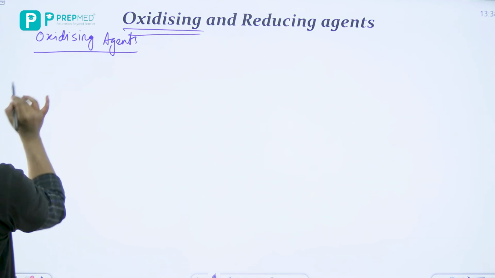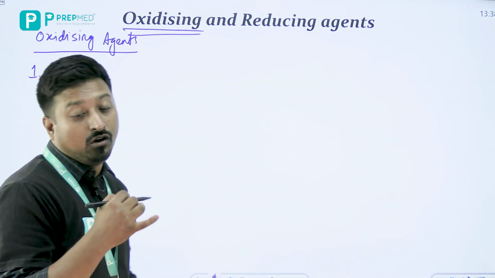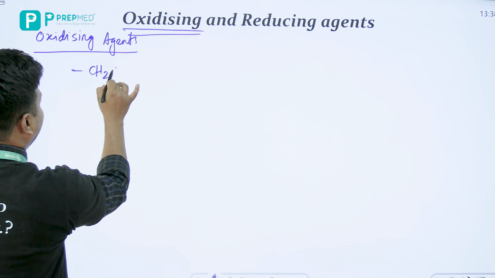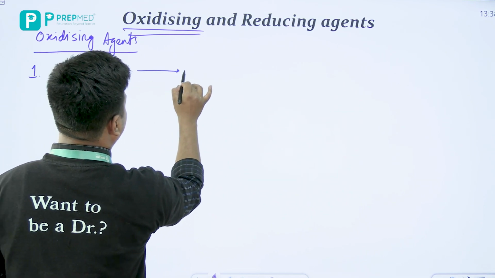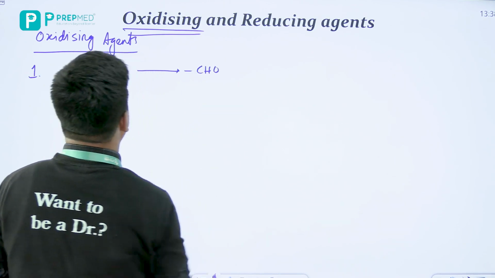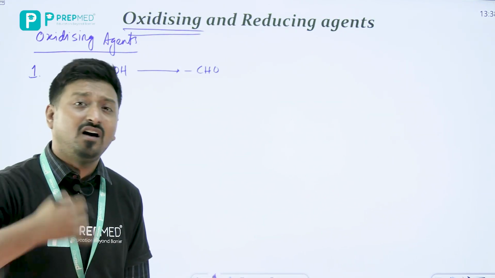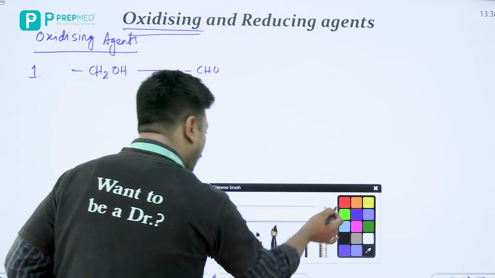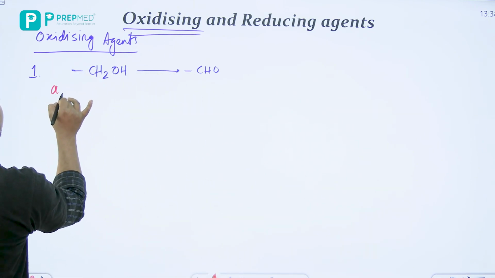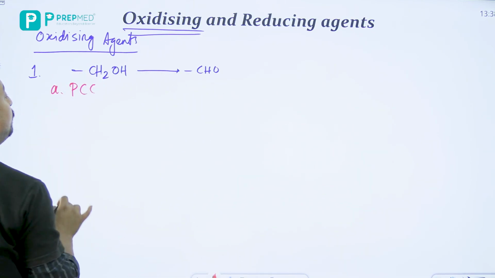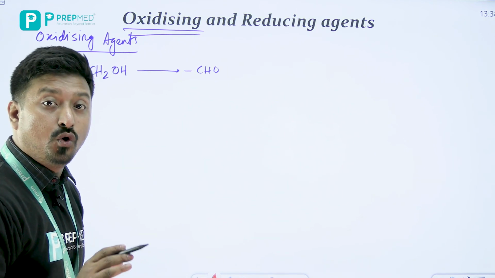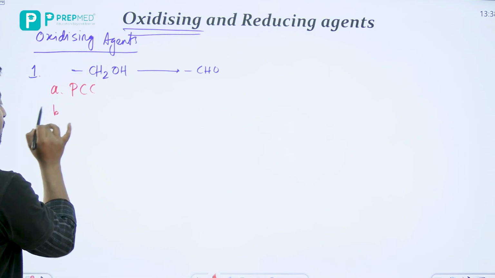Okay, now in oxidizing agents also we will talk about the different functions of the reactions. First, let's see the simple conversion of an alcohol to an aldehyde. We know that there are a lot of reagents for this. Let me summarize all the reagents here. The first one used is PCC, whose full form is pyridinium chlorochromate.